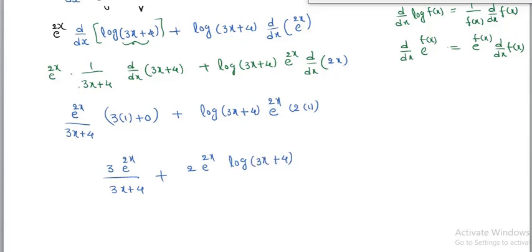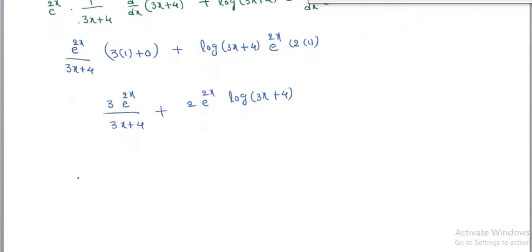So both, what is the common now? e power 2x is common: 3 by (3x plus 4) plus 2 log of (3x plus 4). Okay, write down. Next problem.